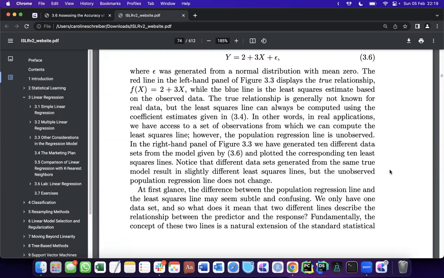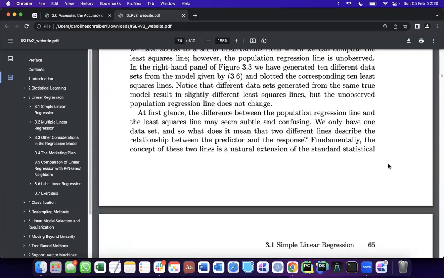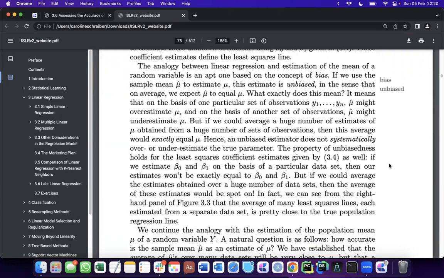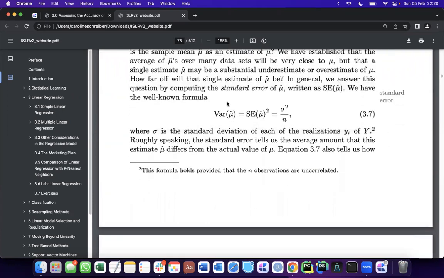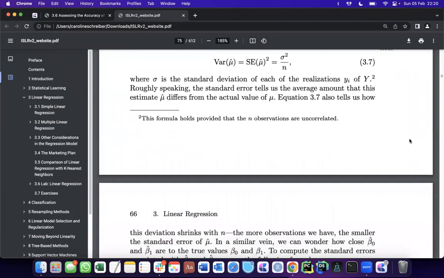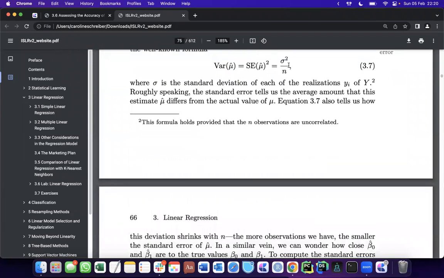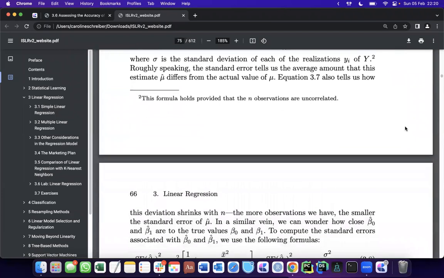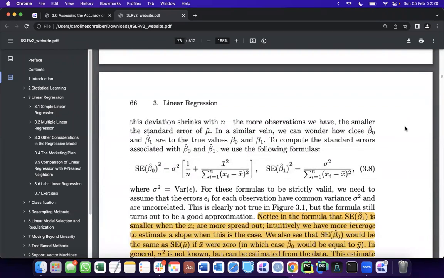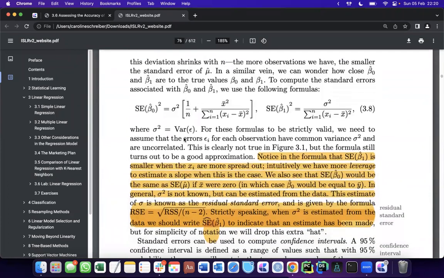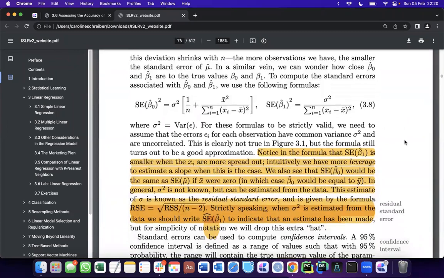So they're saying it does not systematically over or underestimate the true parameter. So that's just what I wanted to add in there. And then we were talking about our standard error that we were talking about in our slides. We were saying that we take our standard deviation, square it, and divide by our sample size to get our mean standard error, and a similar thing that we can do with the standard error of our point estimates. So using these two formulae here.